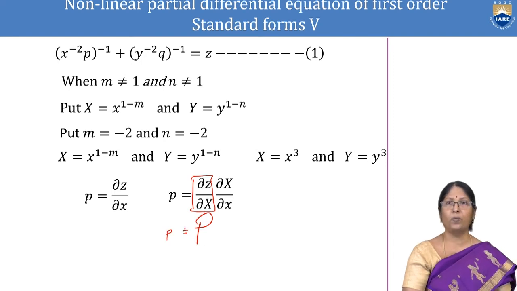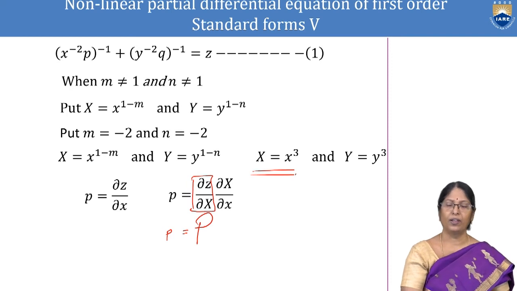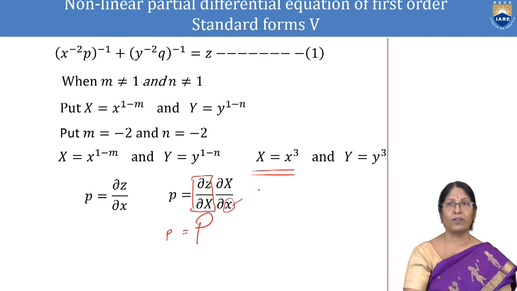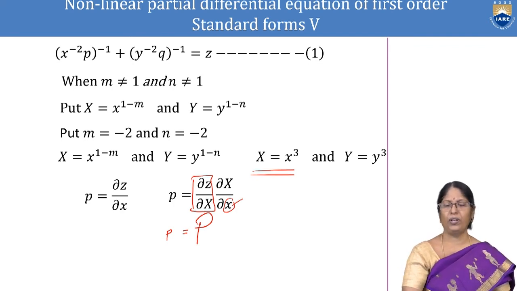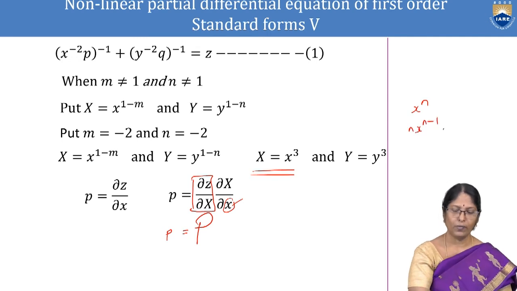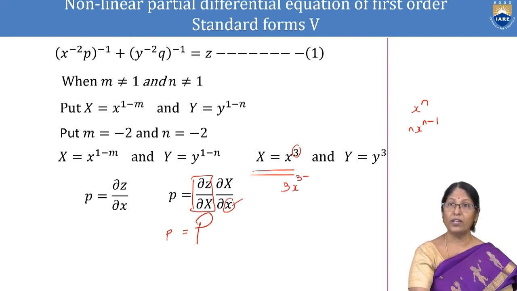So small p equal to capital P, and for this we do the differentiation, that is dou capital X by dou x, partially with respect to x. Simple thing. We know the formula for x power n is n x power n minus 1. So for x cube, n is playing the role of 3. So 3 x power 3 minus 1, which is equal to 3x square.